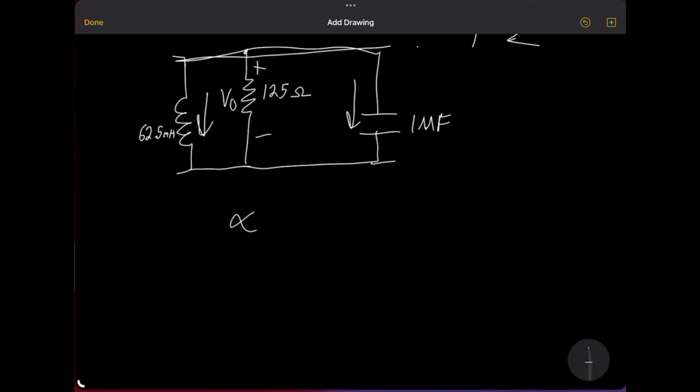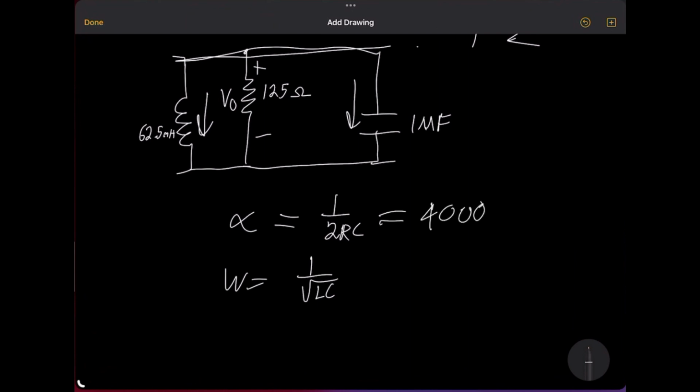So, alpha is equal to 1 over 2RC. Omega naught, 1 over root LC. And this is for parallel. You'll get a little different equation for a series circuit. Okay, now let's find our values. Let's use this calculator here. 2 times 125 times capacitance, 1 times 10 raised to the negative 6. 1 divided by that. Get 4,000.